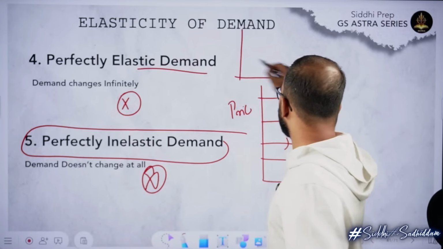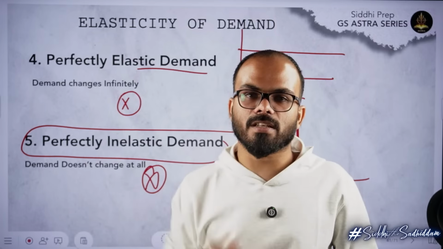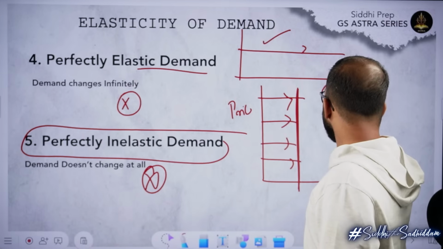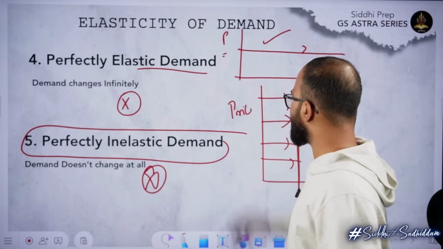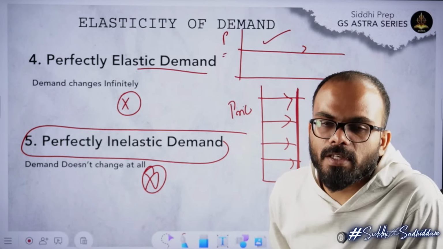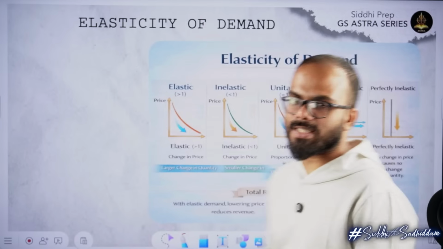Perfectly elastic is where this is the scenario. With a slight change in the price, demand changes infinitely. This is perfectly elastic demand, where the graph is parallel to the x-axis. Here it is parallel to the y-axis. So these are the types of demand: perfectly elastic, elastic, relatively inelastic demand and all.